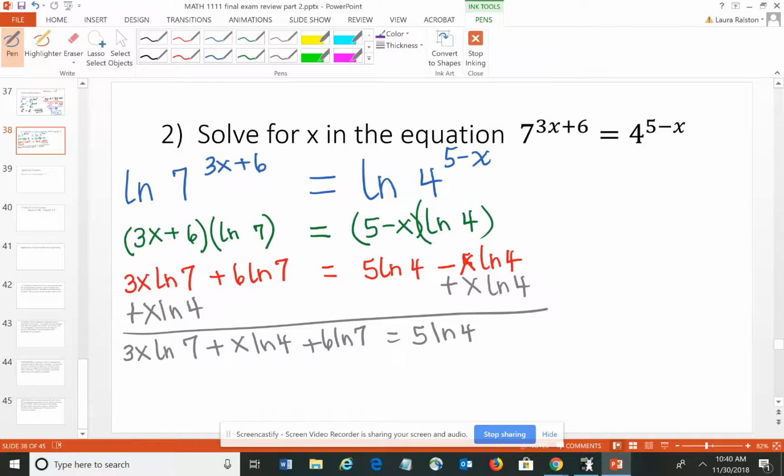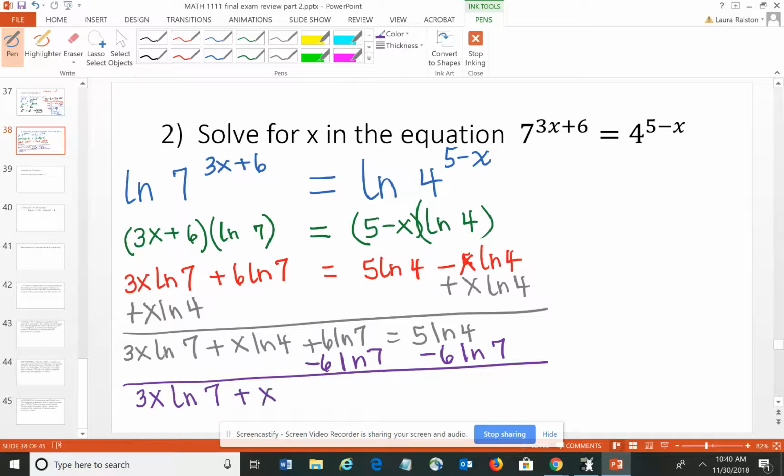Then I'm going to subtract 6 natural log 7, which is a constant, so that I have isolated the pieces that involve x. So I have 3x natural log 7 plus 1x natural log 4 equals 5 natural log 4 minus 6 natural log 7.